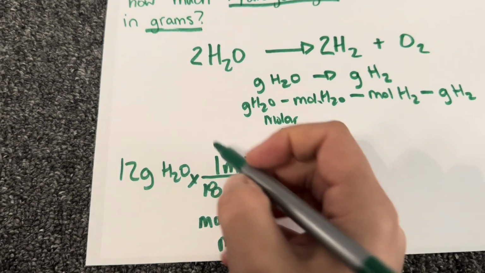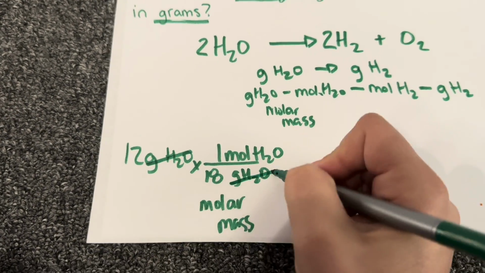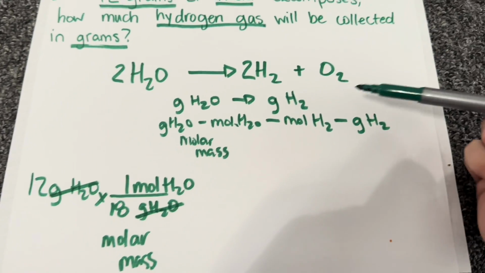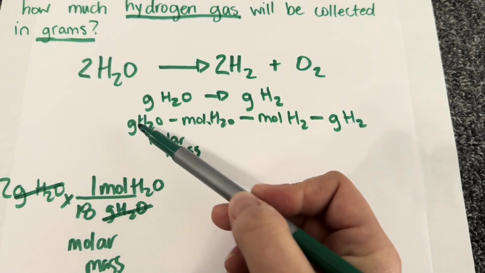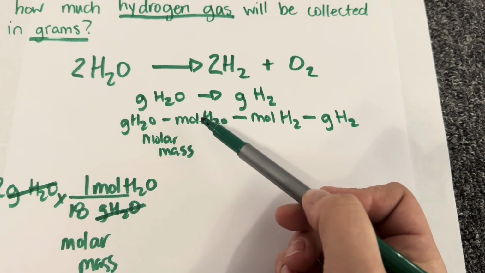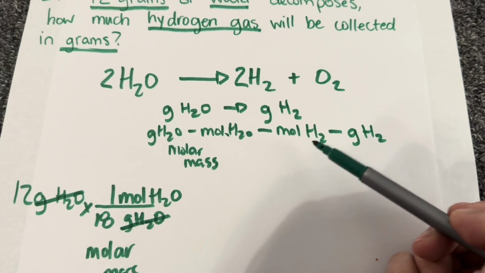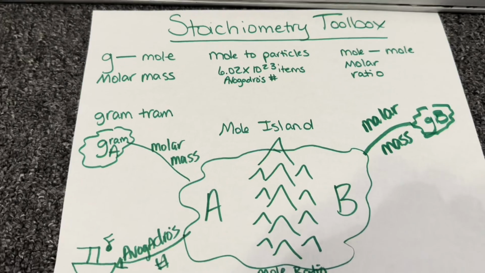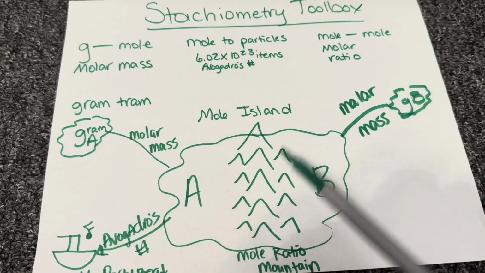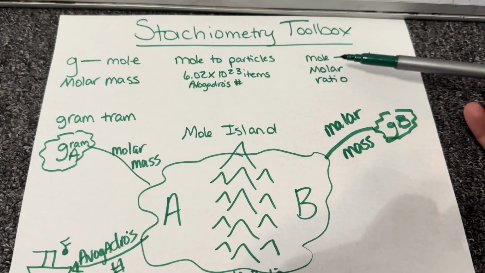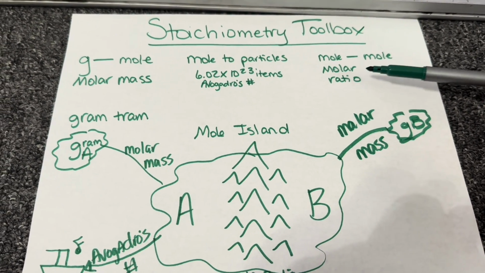So if I follow my units, my grams of water cancel out, and I'm left with moles of water. Looking at my roadmap up here, I've just done this part. Now I need to do the next part: I need to go from moles of water to moles of H2. If I'm looking at my toolbox, or my mole island picture, I've got to travel over the mole ratio mountain. Going from moles to moles, I've got to use my molar ratio.